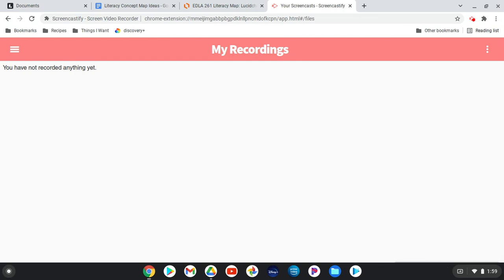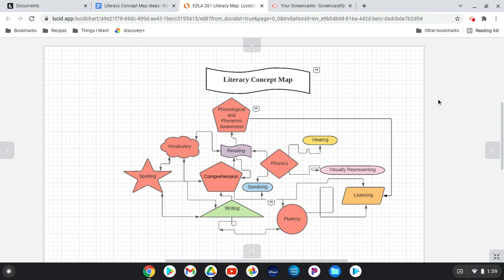Hi, my name is Kayla Fricky, and today I'm going to be presenting my literacy concept map and recommendations for teaching. So let's just go ahead and start by showing you the map first.